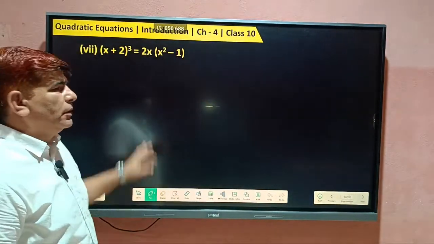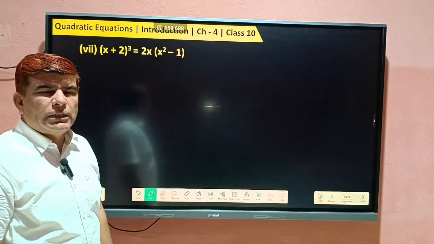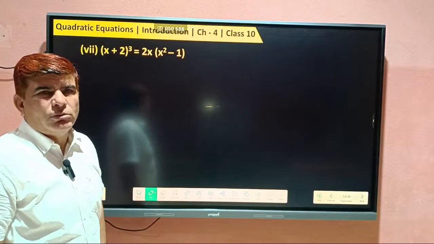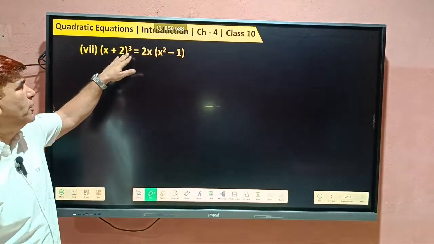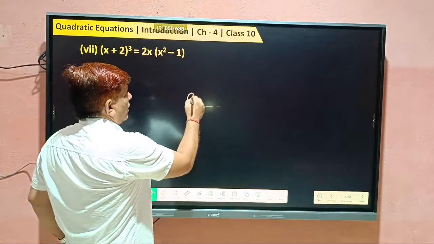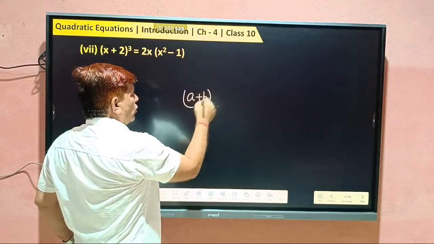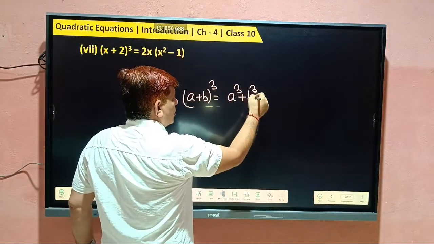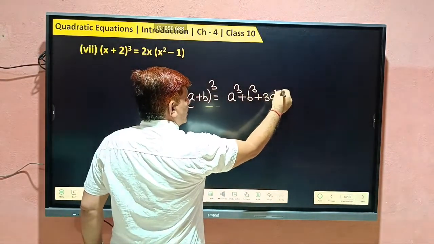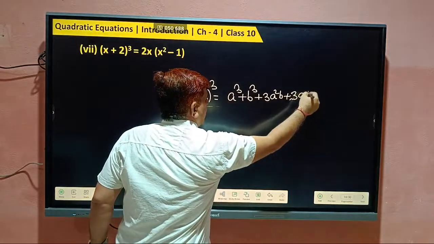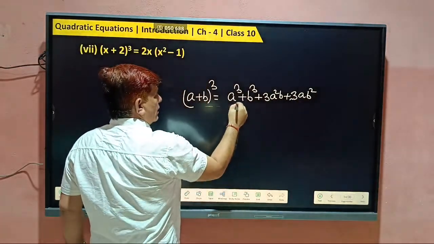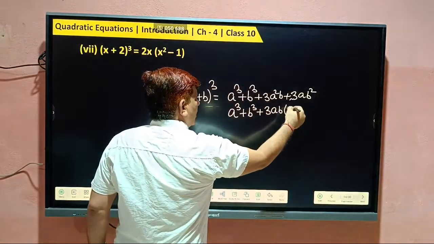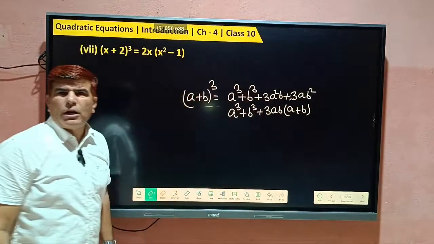Seventh part, this you can solve. If any problem, tomorrow I can solve it and tell you. Simple as this. What's given? a plus b whole cube. If you know this formula, a plus b whole cube is equal to what? a cube plus b cube plus 3a square b plus 3ab square. Or you can write like this: a cube plus b cube plus 3ab times a plus b. Both are applicable. You can try.